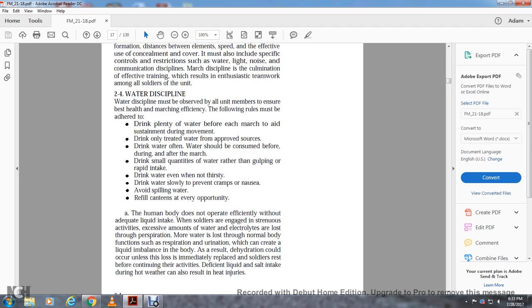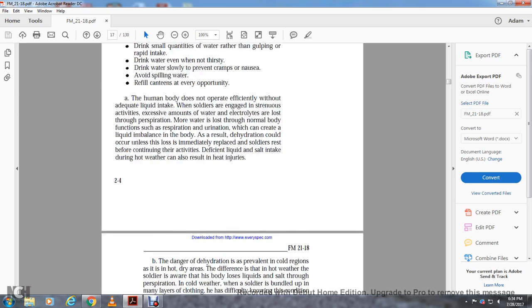The human body does not operate efficiently without adequate liquid intake. When soldiers engage in strenuous activities, excessive amounts of water and electrolytes are lost through perspiration. More water is lost through normal body functions such as respiration and urination, which can create a liquid imbalance in the body. As a result, dehydration could occur unless the loss is immediately replaced by the soldier's rest before continuing with the activities. Deficiency of liquid and salt intake during hot weather can result in heat injuries.